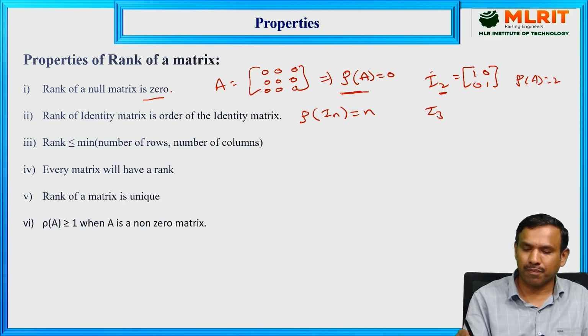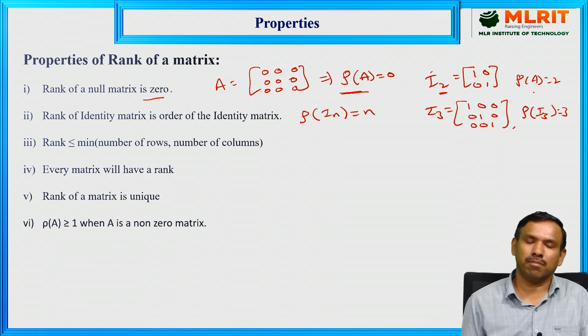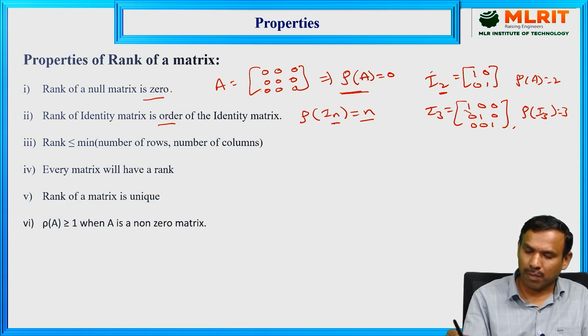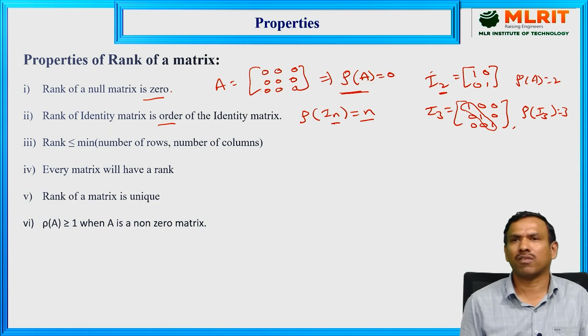Suppose I3. I3 means diagonal elements 1, 1, 1 and the rest 0: 1 0 0, 0 1 0, 0 0 1. For this one, the rank of I3 is 3. So the order of the identity matrix In: I4, rank 4; I5, rank 5. So the rank of the identity matrix is its order: 2 by 2 means 2, 3 by 3 means 3. In the identity matrix, the principal diagonal elements are unity, 1, and the remaining elements are 0. For such matrices you need not compute anything; the order directly gives the rank. For a null matrix also, we need not find anything, 0 is directly the rank.